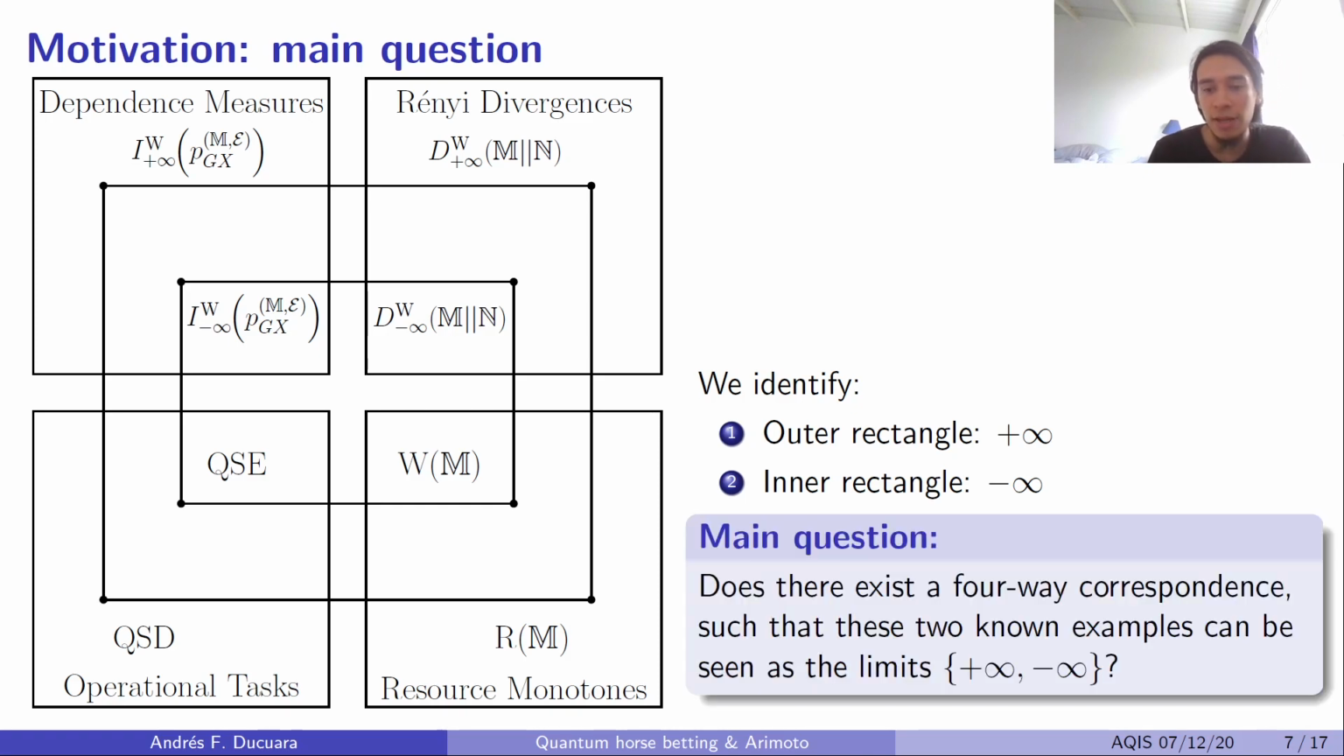And therefore, one can wonder whether these two parallel four-way correspondences are just particular examples of something more general, such that they can be recovered as particular cases. So this is the main question: whether there is something here in the middle between these two correspondences.